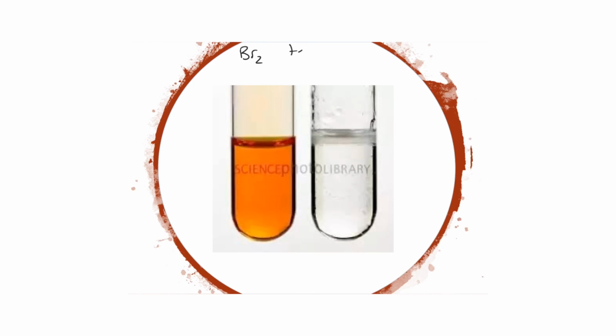Bromine can also be used as a test for unsaturation, so it can test for a carbon-carbon double bond. What you can see here is the colour originally is orange, so bromine is orange in colour. When it's added to an alkene, it will change to colourless. So the colour change you're looking for is orange to colourless.